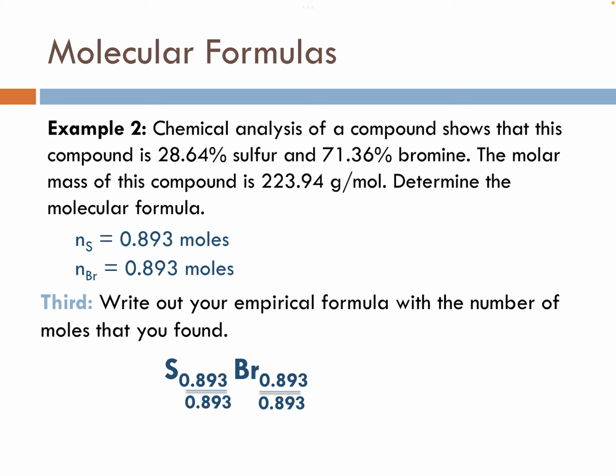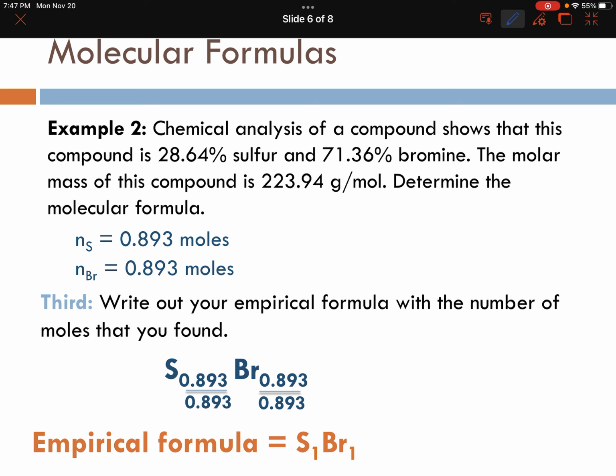We divide both subscripts by the same number, 0.893, and that makes 1, right? 0.893 divided by 0.893 is going to be 1. So our empirical formula is just a 1 sulfur to 1 bromine ratio, or we could write that as just SBr. When you have ones as your subscript, you don't have to write them. But what it means is you have a ratio of 1 sulfur for every 1 bromine in this compound here.